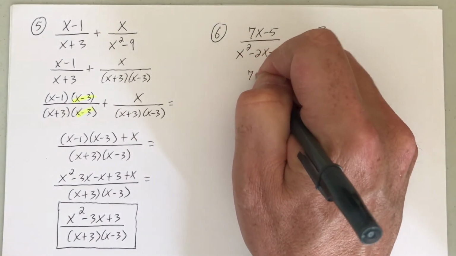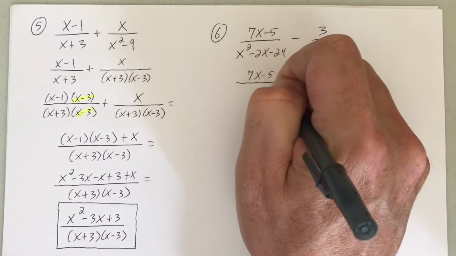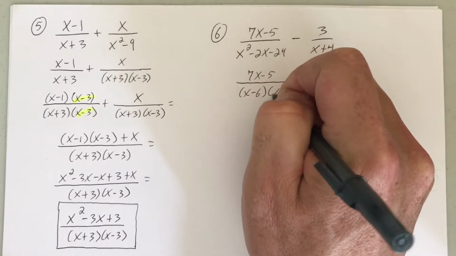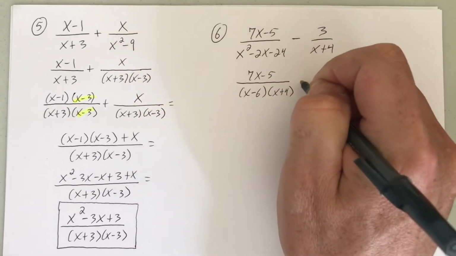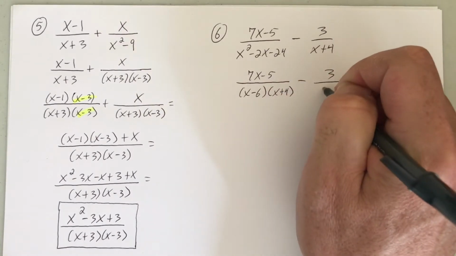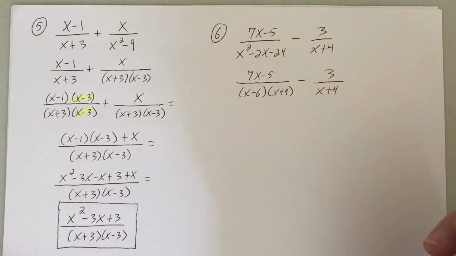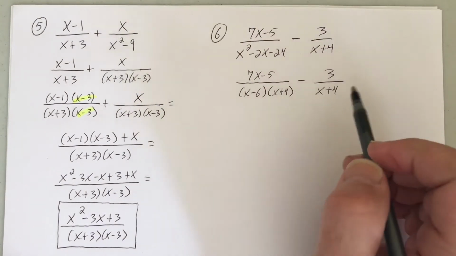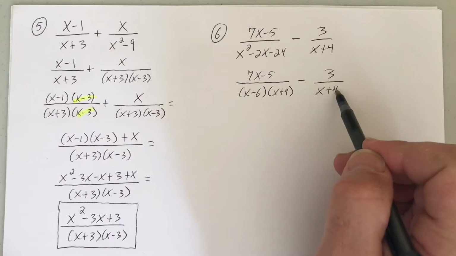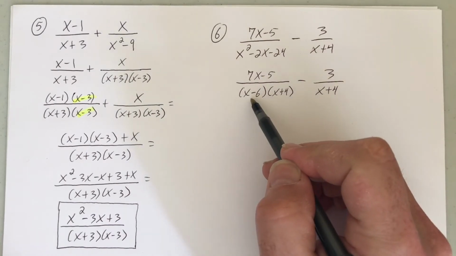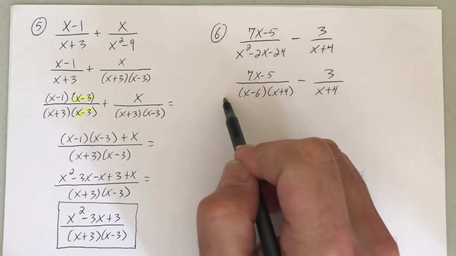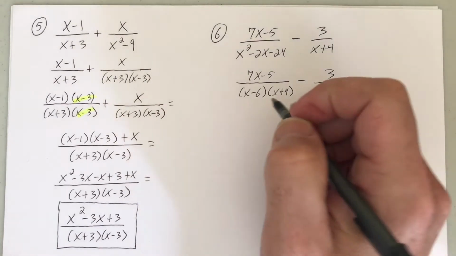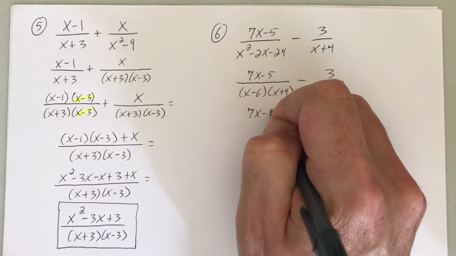So then in the bottom, it becomes x minus 6 times x plus 4, minus 3 over x plus 4. So that's convenient because I got x plus 4 here and I got x plus 4 here. So all I need to do is multiply this by an x minus 6 and I can get them to be the same, which means this is my least common denominator. So I'm going to go ahead and rewrite it again.